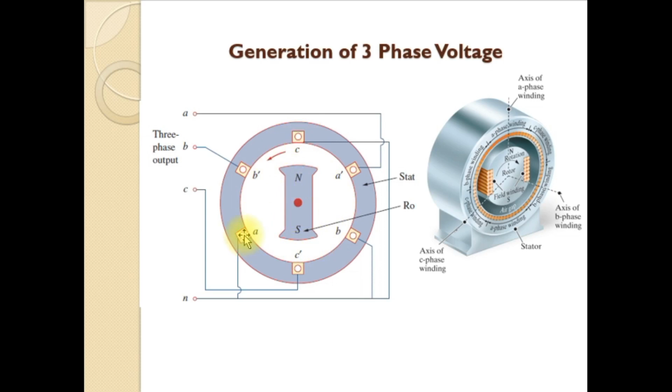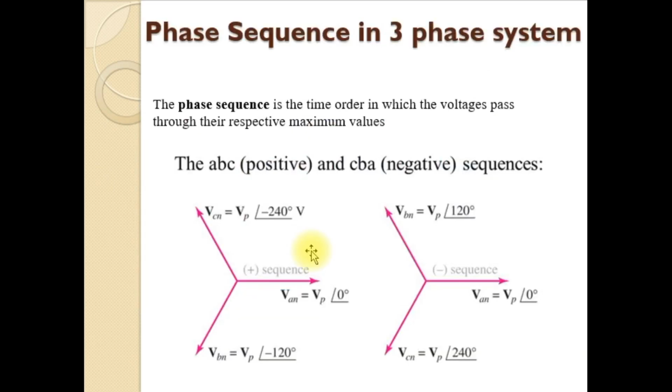That means after A has passed through its maximum value, C will be attaining its maximum value, then only B will be attaining its maximum value. In that case, the sequence is said to be ACB. Generally, the ABC sequence is considered as positive. The anti-clockwise direction is considered to be positive.